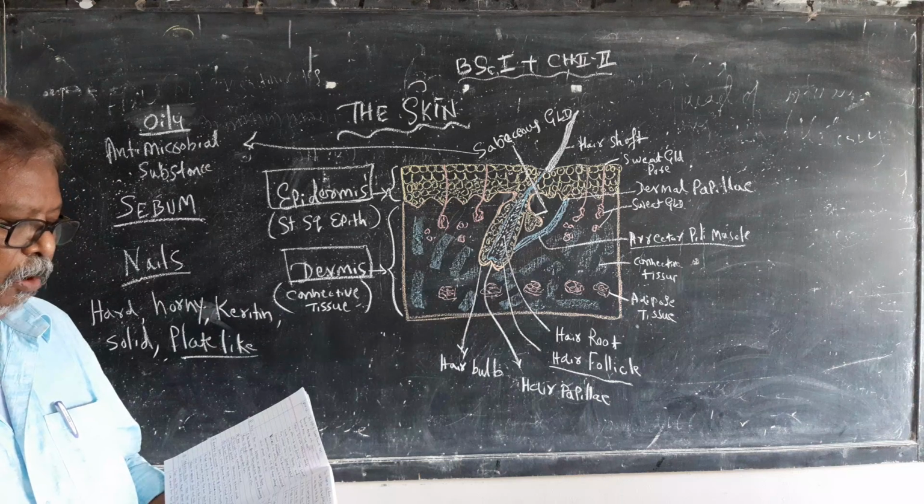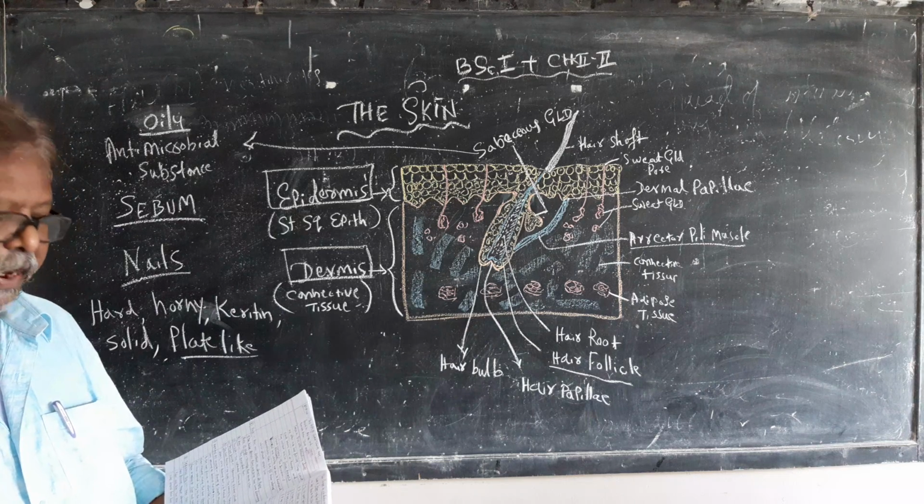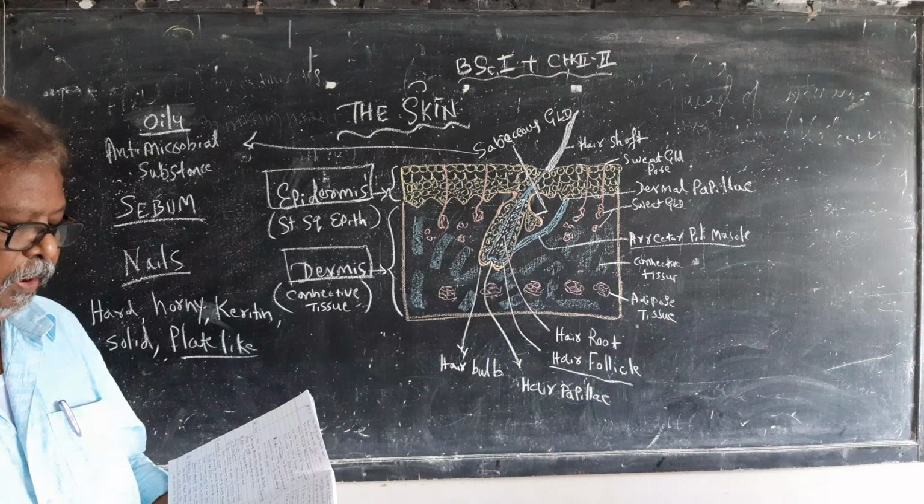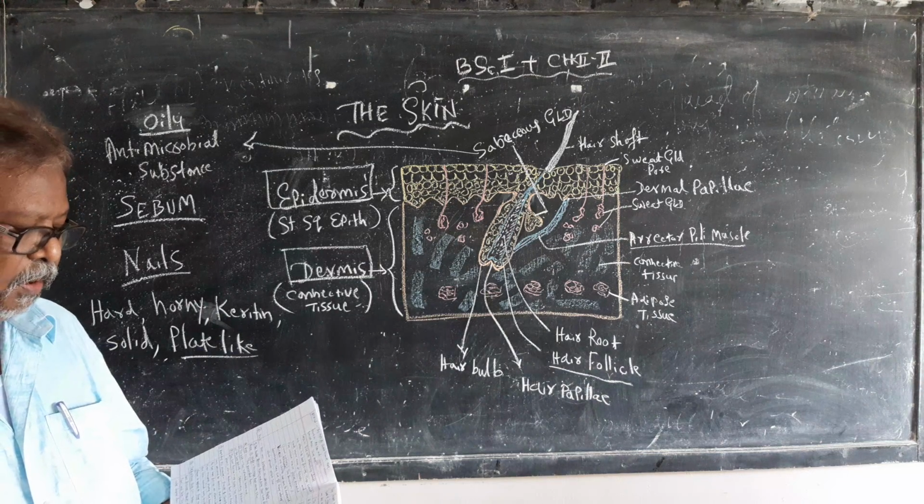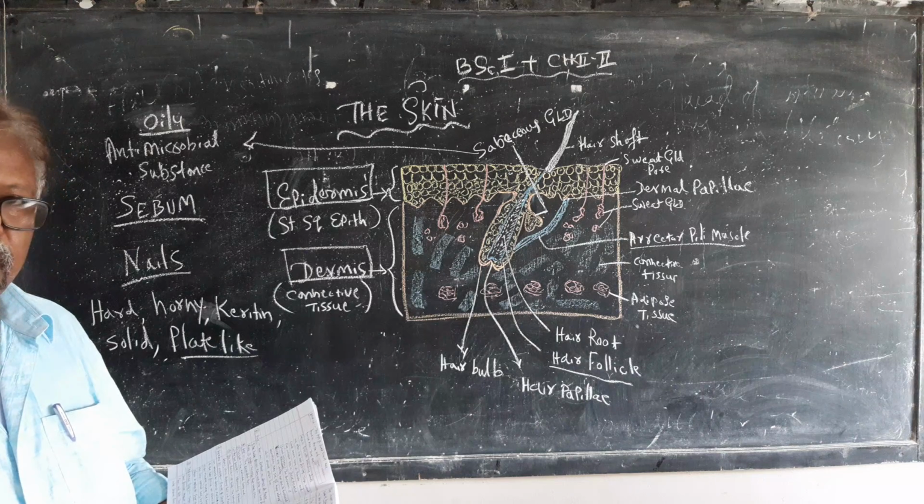They are hard, horny, keratin, solid plates, modified horny cells of epidermis and hairs that form a protective covering on the dorsal surface of the fingers and toes.